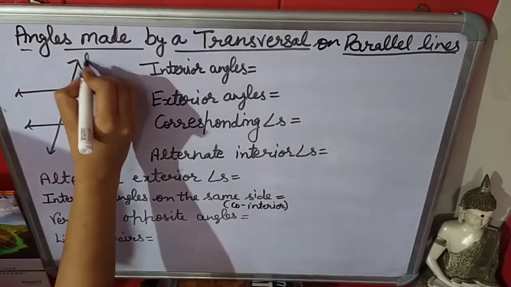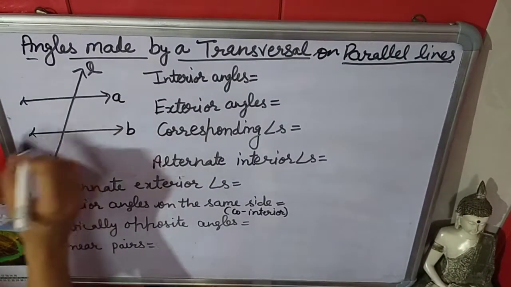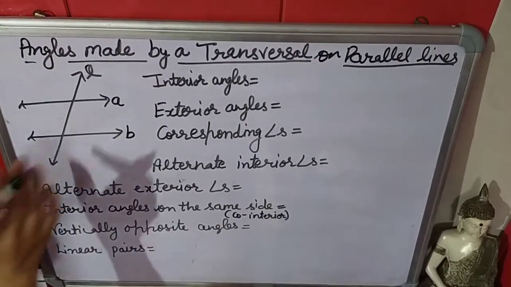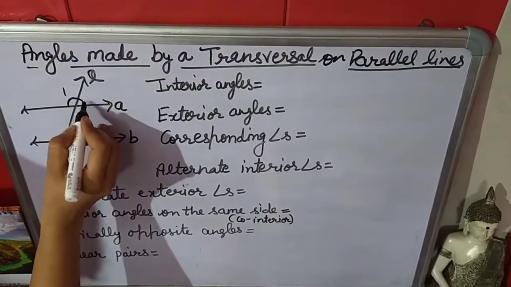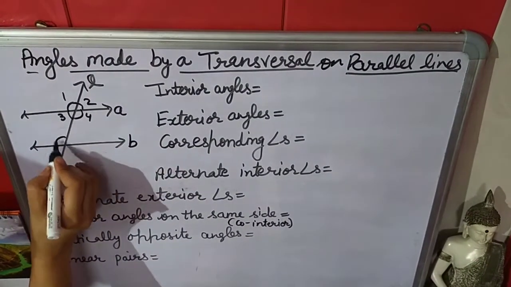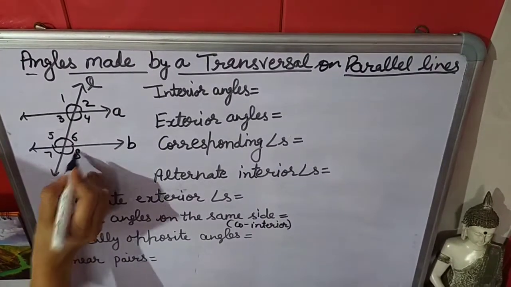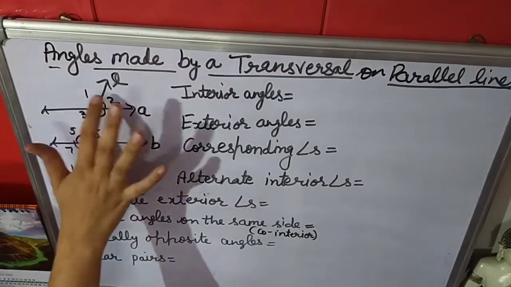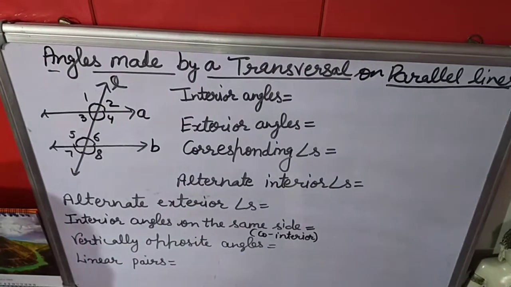I am giving names. This is L, this is A, and this is B. L is falling on the two parallel lines. So L is the transversal line. Now, there are some angles: angle 1, angle 2, angle 3, angle 4, angle 5, angle 6, angle 7, and angle 8. Let us assume they are angles forming on the two parallel lines.